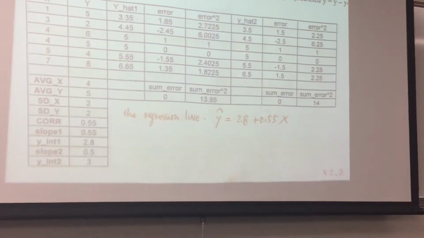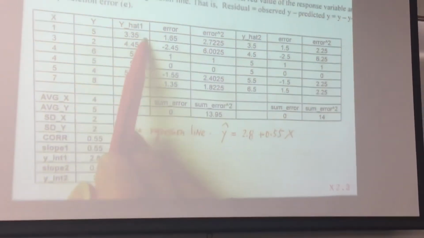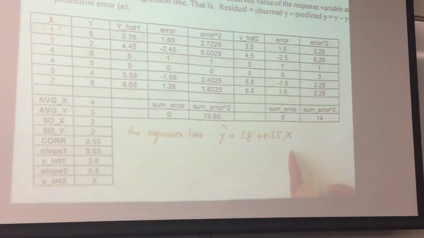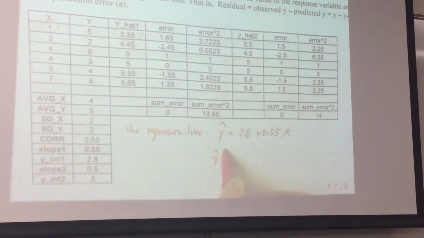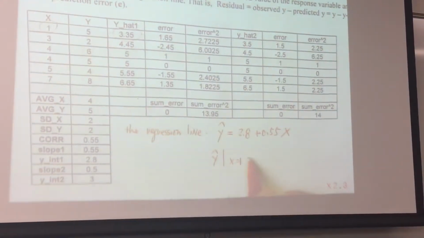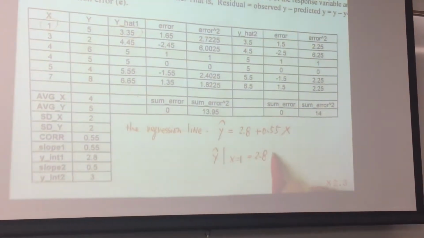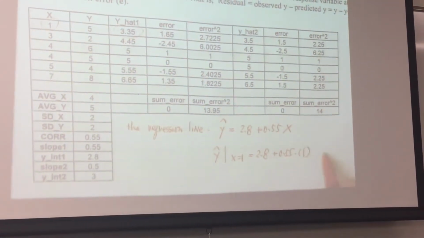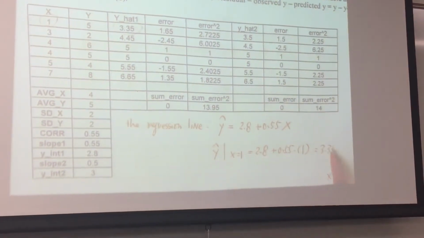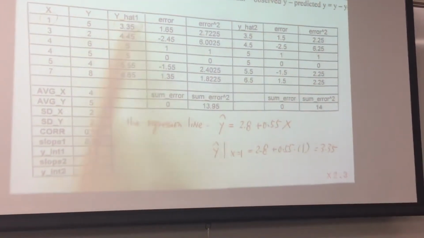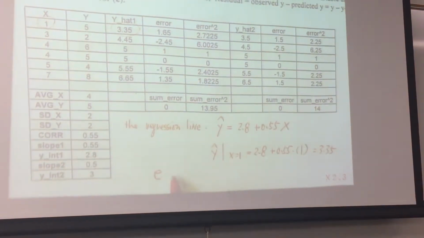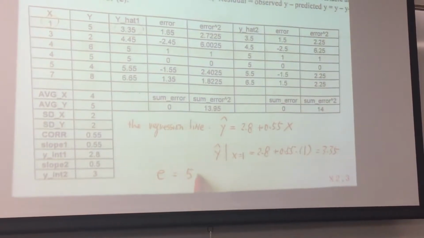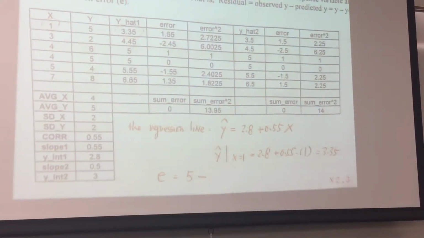Now, look at the table here. How we get 3.35 is obtained by plugging in X equal to 1. Y hat, evaluate when X equal to 1. That is 2.8 plus 0.55 times X, where X is 1. And that number is 3.35. So this number is 3.35. So what is the prediction error? Error is what you observe. What you observe is 5, okay? Minus what you predicted. You predicted 3.35.